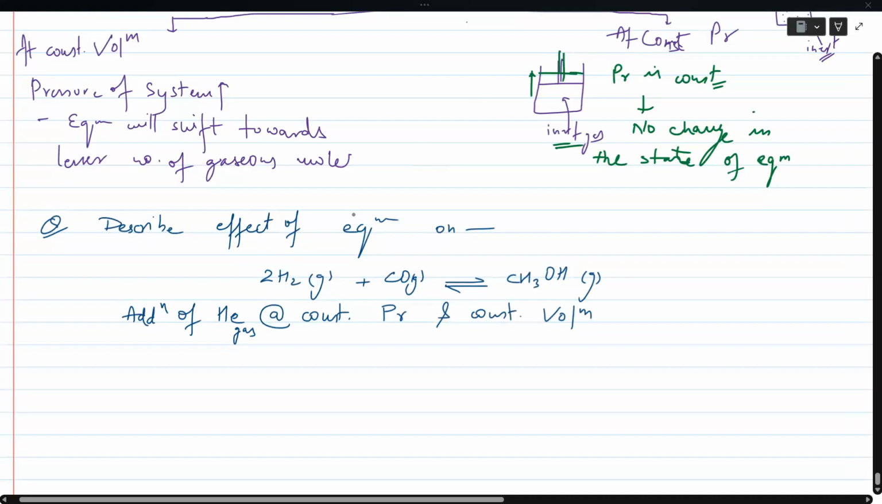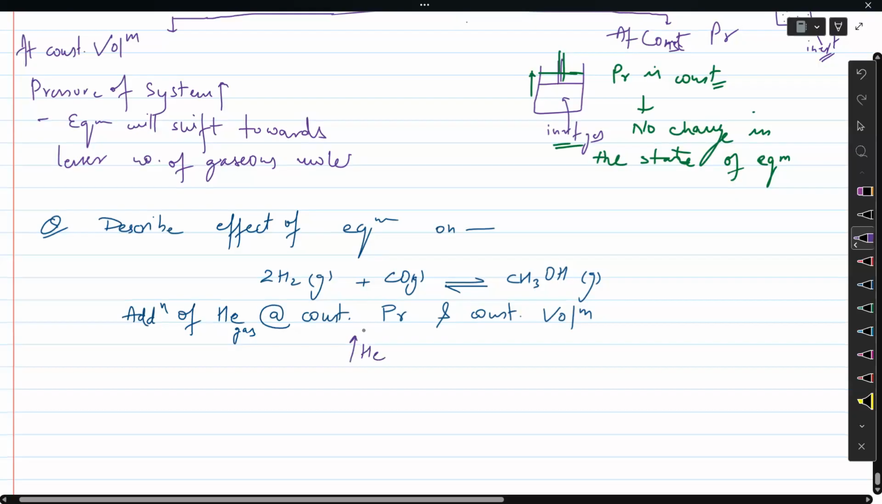See, let's see. We are adding helium gas in this chemical equation. Helium gas is a neutral gas. We are not adding hydrogen or carbon monoxide or CH3OH; that will be a different thing. In the first case, where concentration is changed, we are adding helium gas to the system. Then the pressure of the system has been increased. Since the pressure has been increased, we want to decrease the pressure.